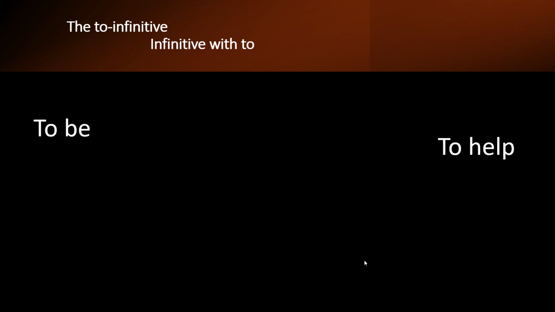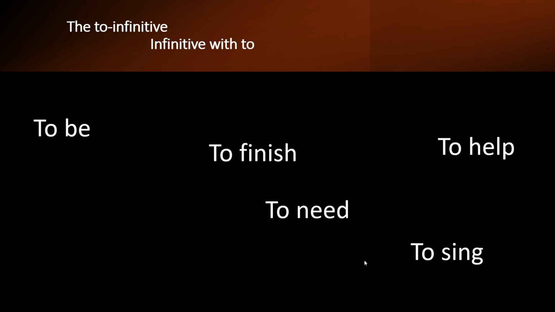Now, let's talk about the two forms of the infinitive. The infinitive has two forms: the to infinitive, which is the infinitive with to, and the bare infinitive, which is the infinitive without to. Let's talk about these forms in detail. The to infinitive is like to be, to help, to need, to finish, to sing, to drive.